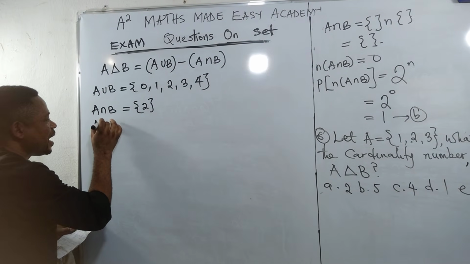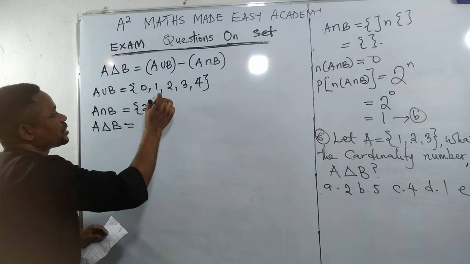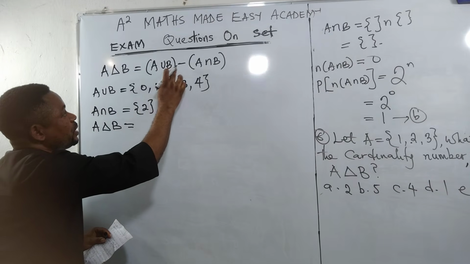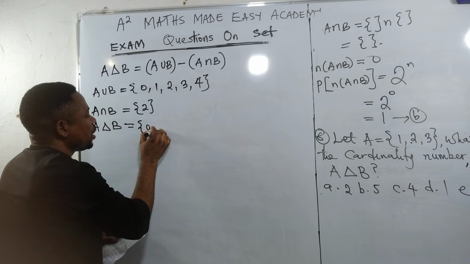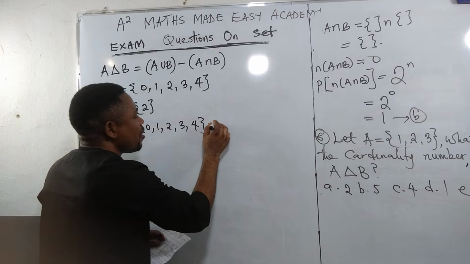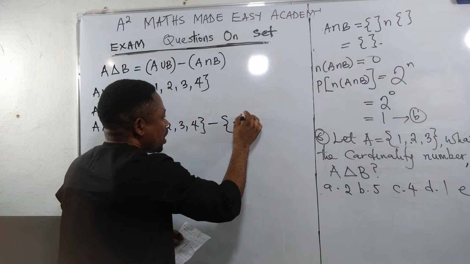So it is not yet over. Can I say A symmetric difference B is now equal to, now watch this. The union is already given. Look at it here. We said A union B minus A intersection B. Oh yeah, let's verify. This is 0, 1, 2, 3, and 4. That is the formula. Then you have minus. Move to the second one, A intersection B. What is it? 2. Am I communicating?